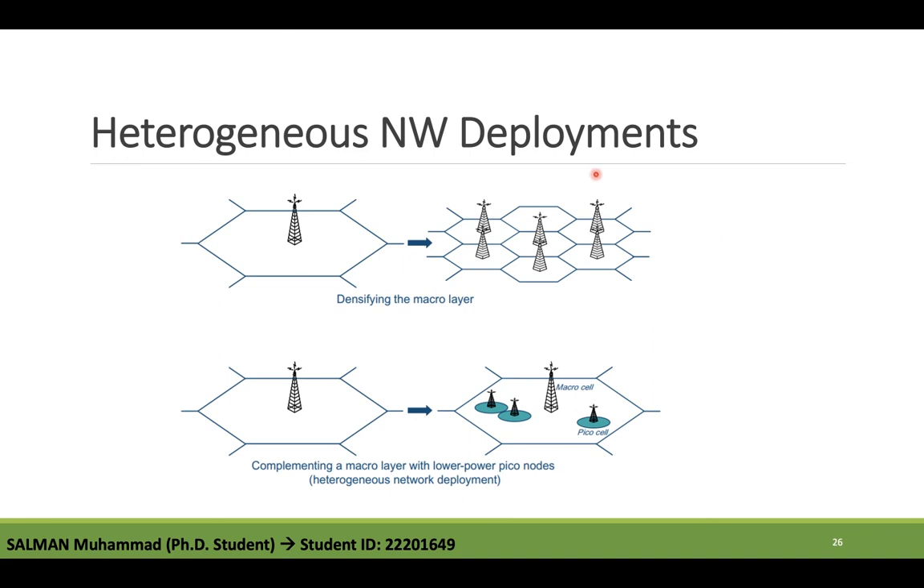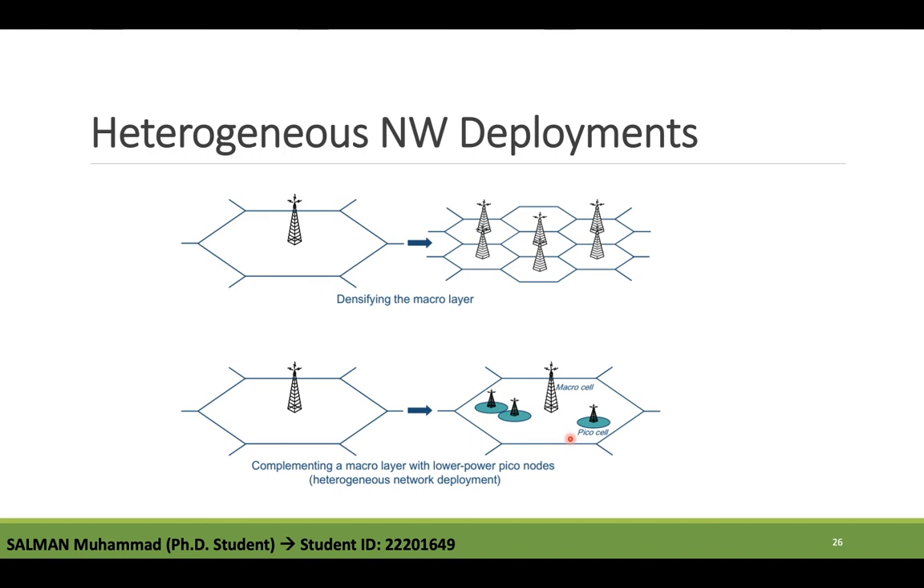An alternative or complement to the uniform densification of the macro cell layer is to deploy additional low power nodes under the coverage area of a macro cell. In such a heterogeneous or multi-layered network deployment, the underlaid picocell layer does not need to provide full area coverage. Rather, picocell sites can be deployed to increase the capacity and achieve data rates where needed.